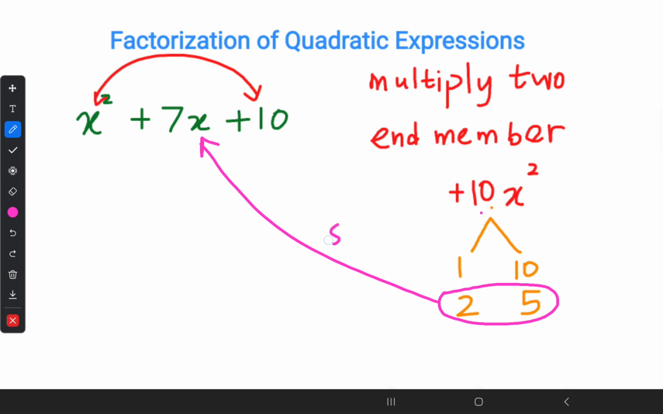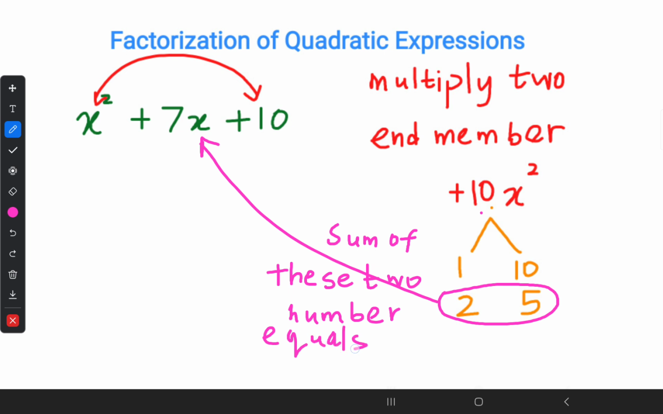The sum of these two numbers equals the middle member of our quadratic expression. It's really easy. When you look at the first question, it looks very difficult, but when we practice, it's really easy. Now we found the suitable pair.